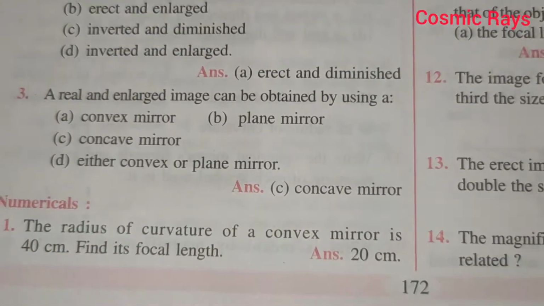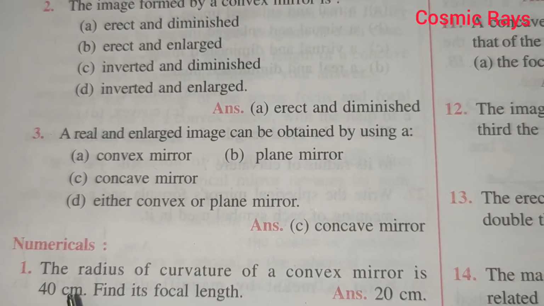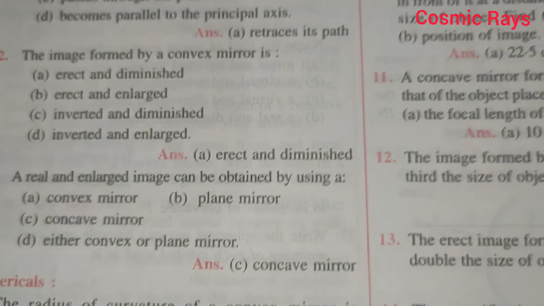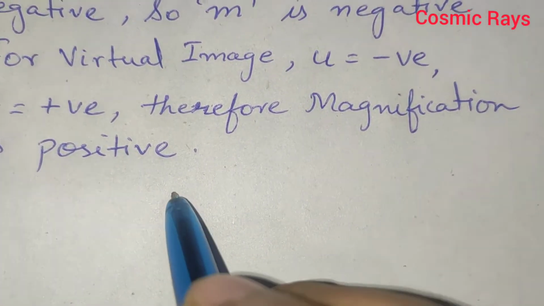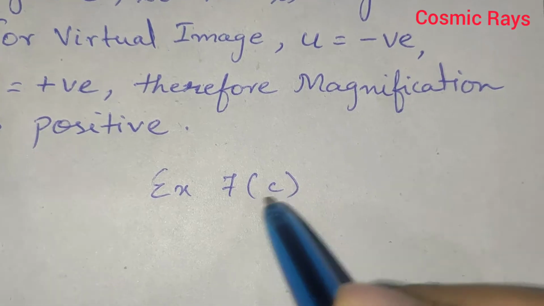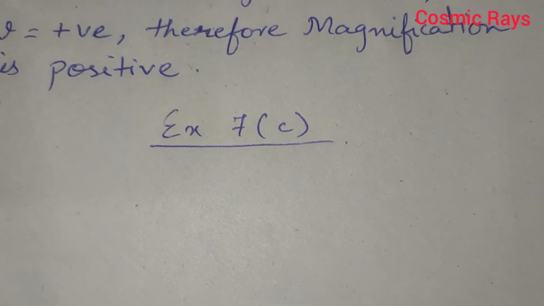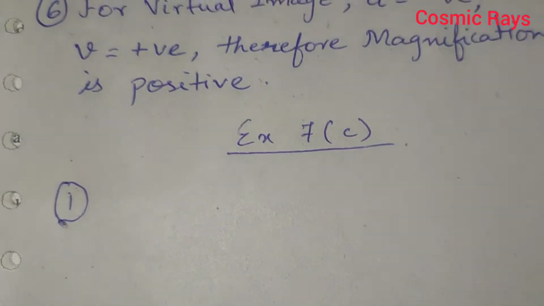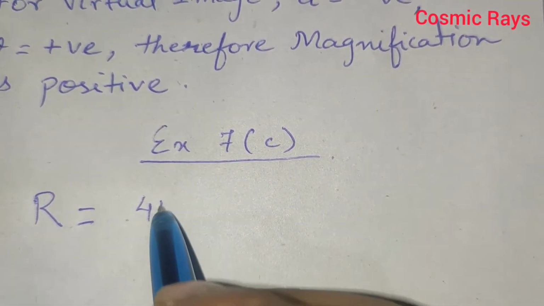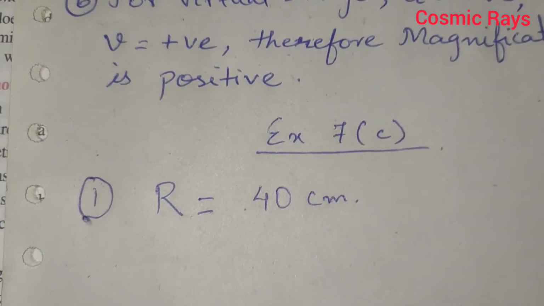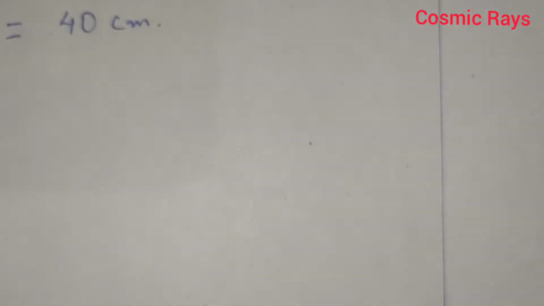Now the first numerical says the radius of curvature of a convex mirror is 40, find its focal length. So we have been provided with radius of curvature, exercise 7C, question number 1. They have provided us the radius of curvature, that is R. R is equal to 40 centimeter, that is given to us, and they have asked us to find its focal length.